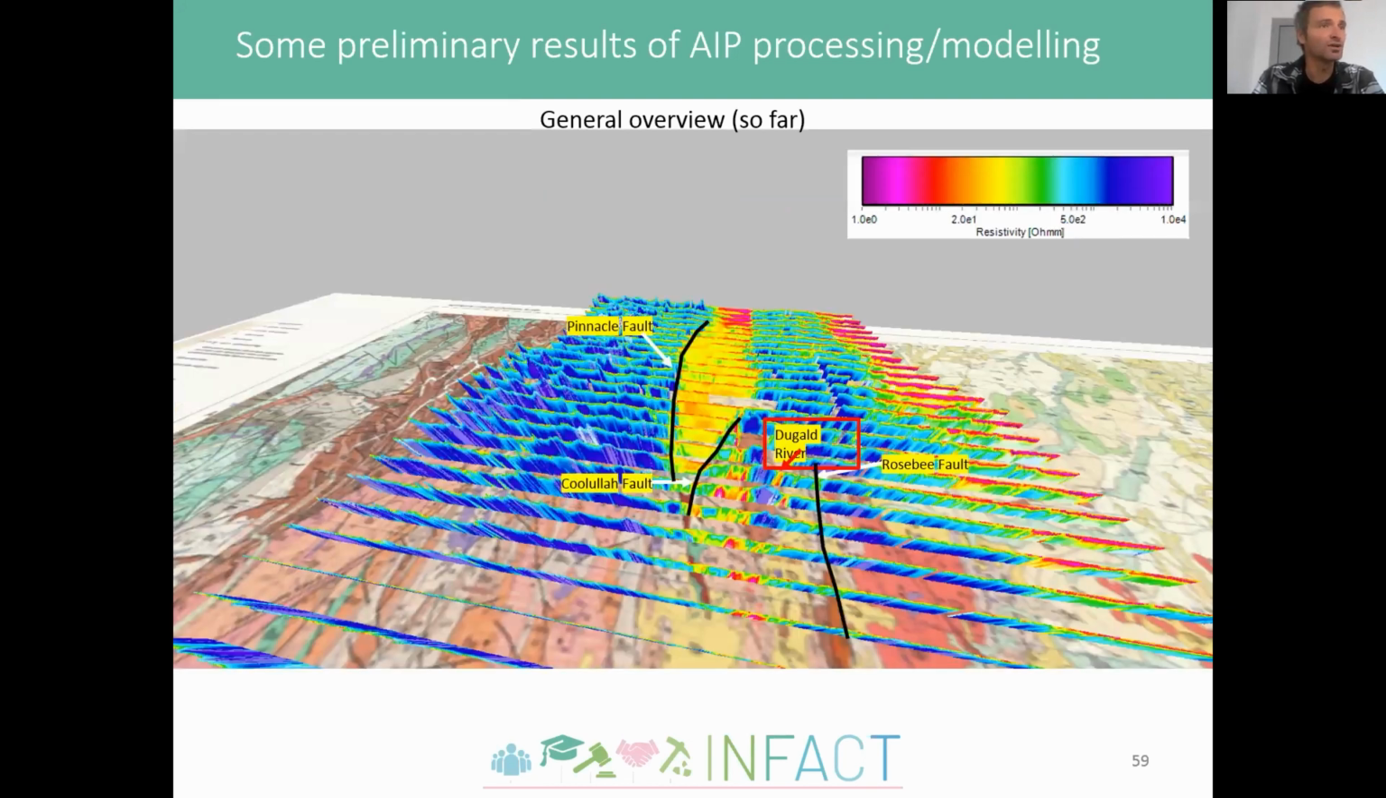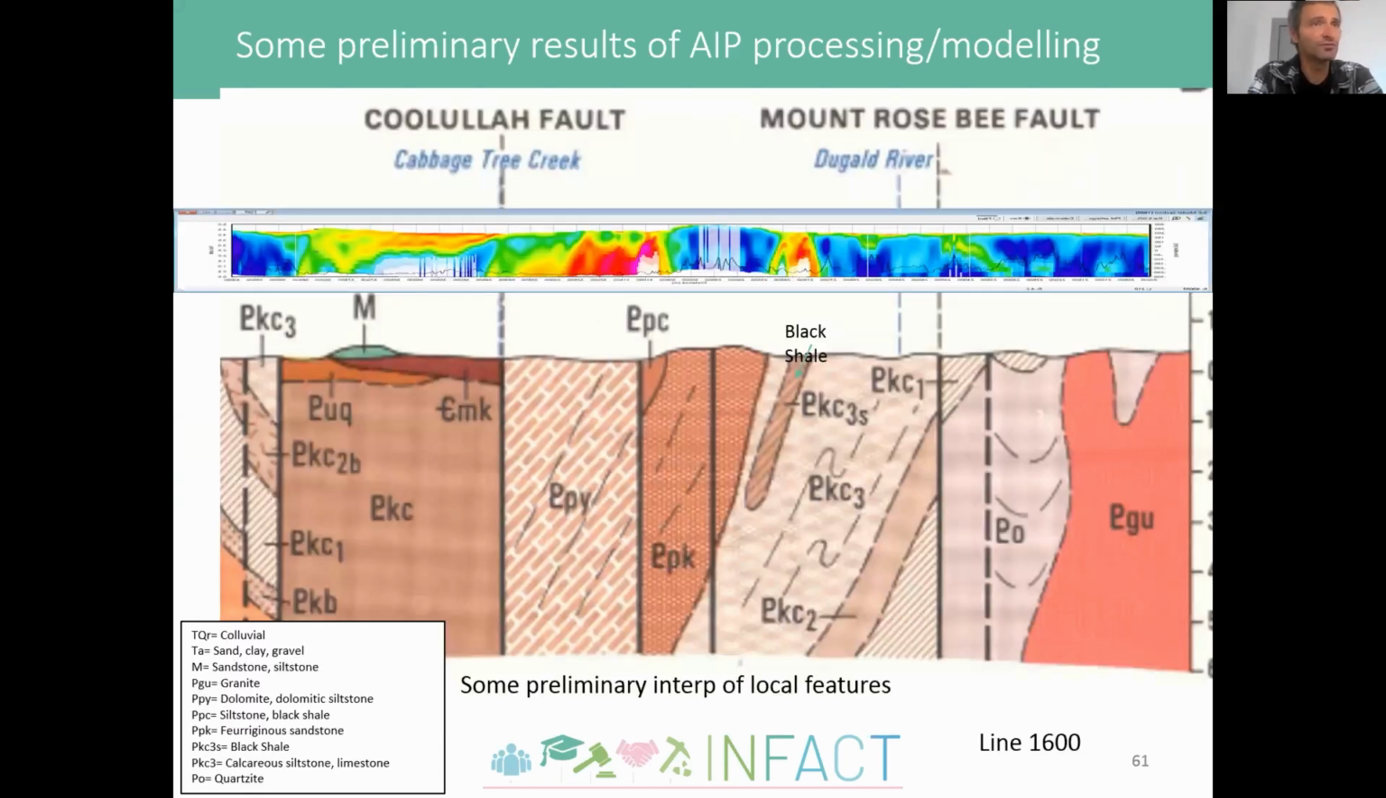I'm going to show you another view from here. This is the same 3D view from the south, and the Dugald River mine is over the conductive, nearly vertical black shale in there. And then I'm going to zoom in onto a couple of the sections.